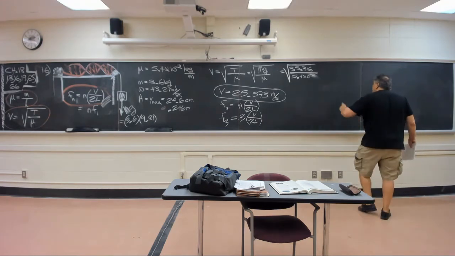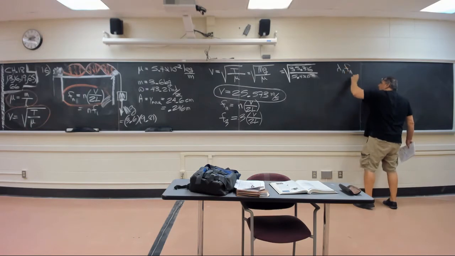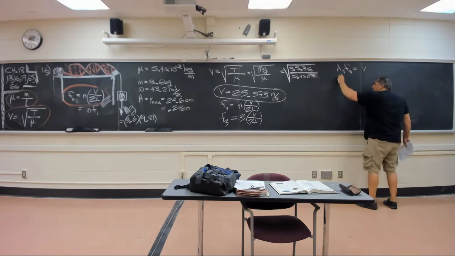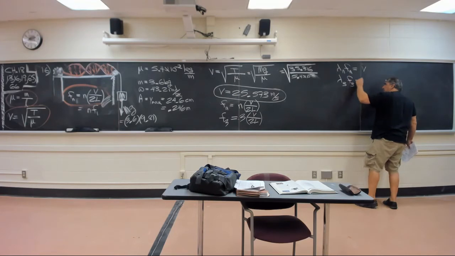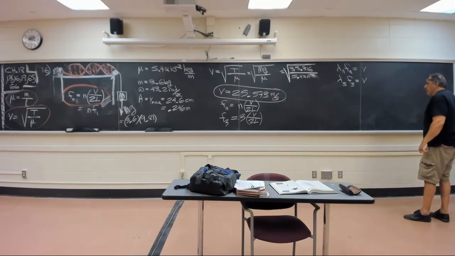Is it true that lambda sub n times f sub n is equal to v? Lambda sub 3 times f sub 3 is equal to v. True.